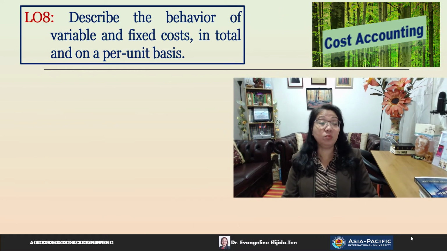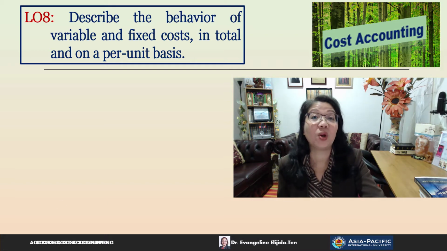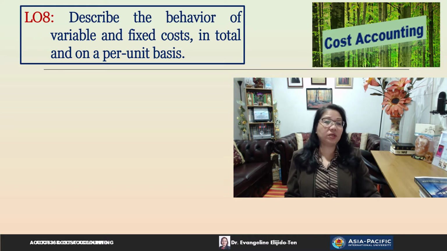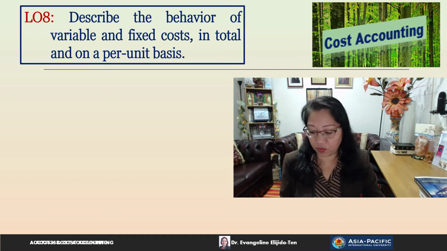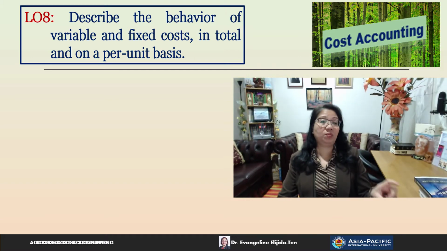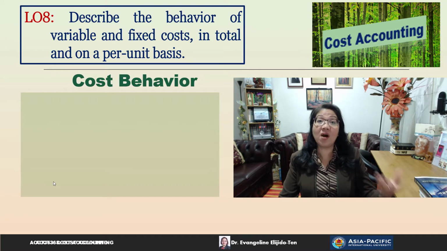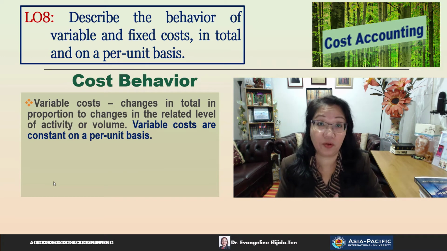Let's move on to Learning Objective 8. Here, we will describe the behavior of variable and fixed costs in total and also on a per unit basis. After identifying cost and cost drivers, management would normally examine the relationship between various costs and the activities performed. Such relationship is referred to as cost behavior. Some costs are variable and some costs are fixed. So let's look at variable costs first.